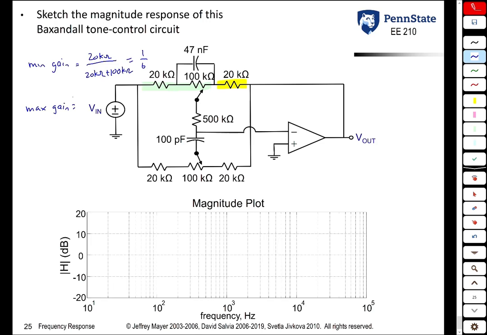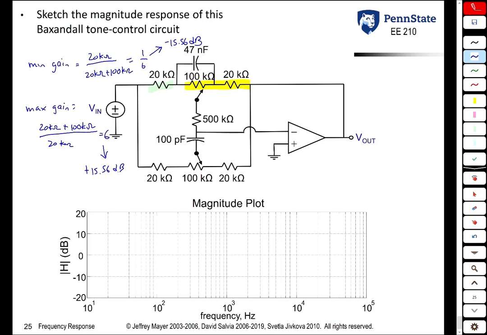How about the maximum gain? The maximum gain you get when the pot is all the way to the left, so you get that resistance to the right and that resistance to the left. So the maximum gain is going to be 20 kiloohms plus 100 kiloohms over 20 kiloohms, or 6. So the 1/6 in dB is minus 15.56 dB, and the 6 in dB is going to be plus 15.56 dB.